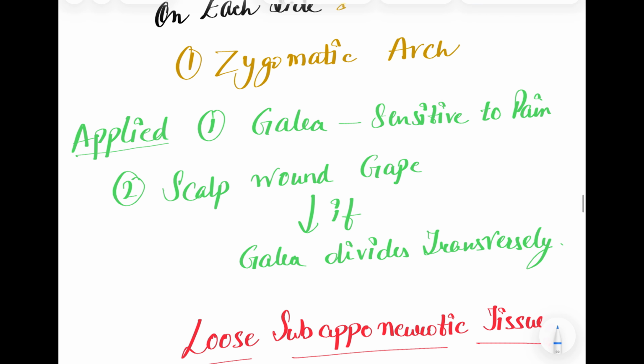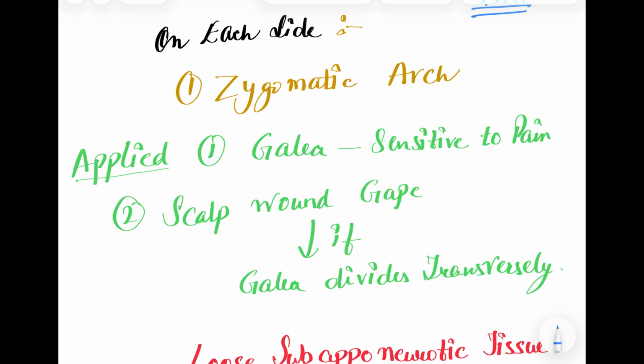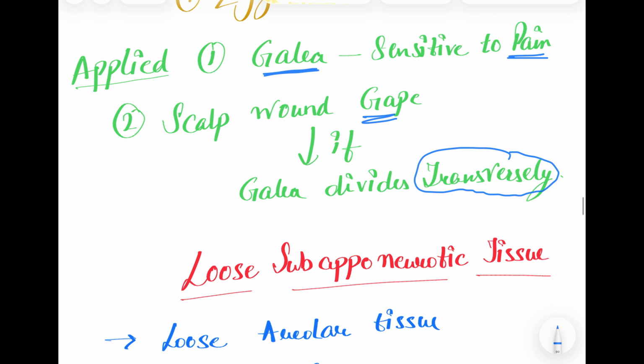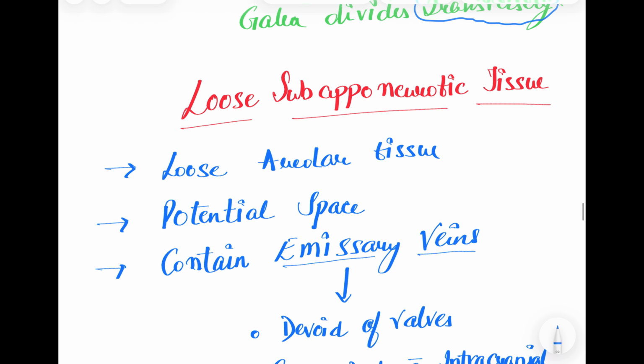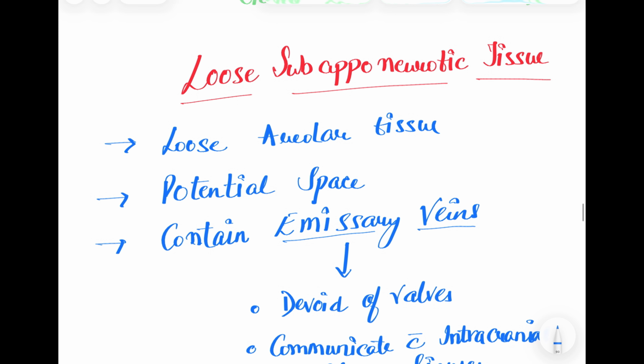Now coming on to the important applied aspects. As Galea is a fibrous sheet, it is very sensitive to pain. Another thing that will happen over here is that wounds of the scalp gape whenever we cut in a transverse fashion. So it is going to gape over there. Now coming on to another layer, which is your loose subaponeurotic layer. Now this is my fourth layer.